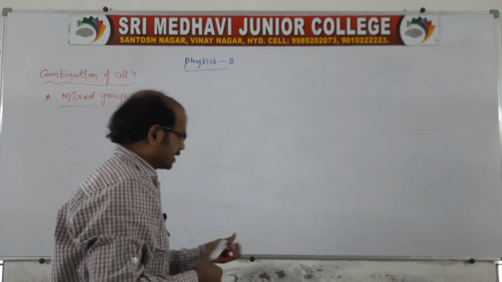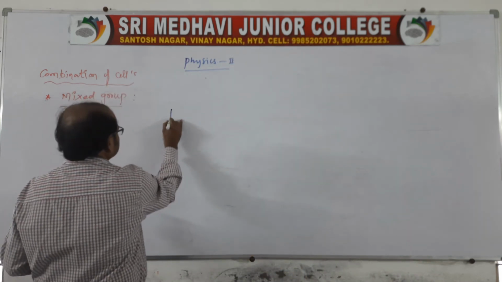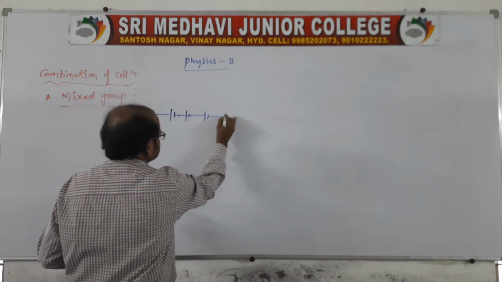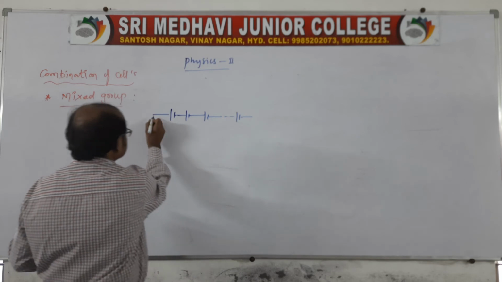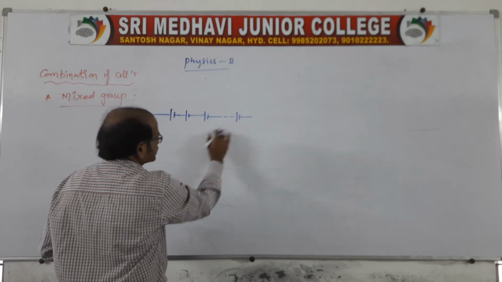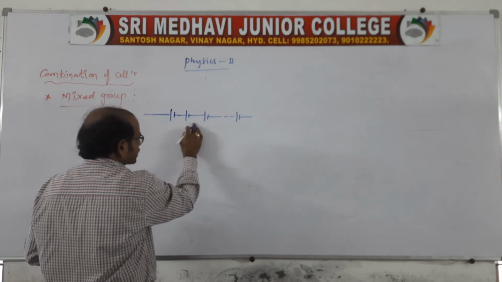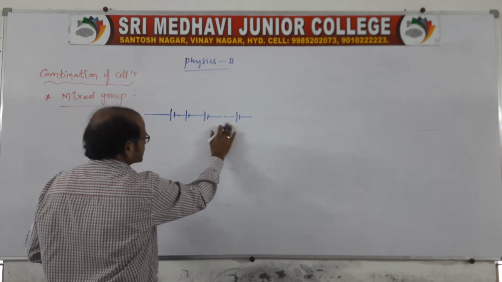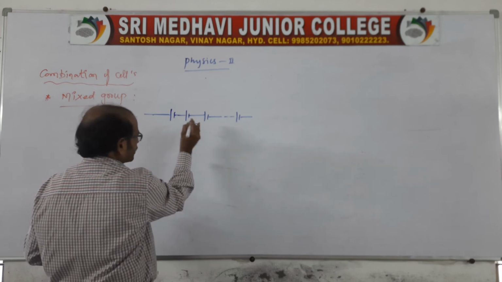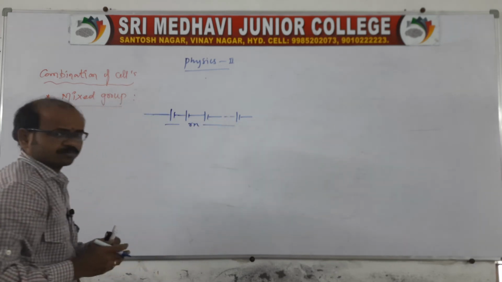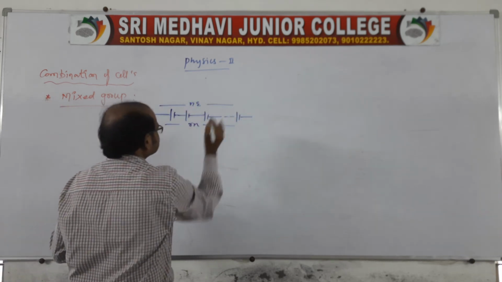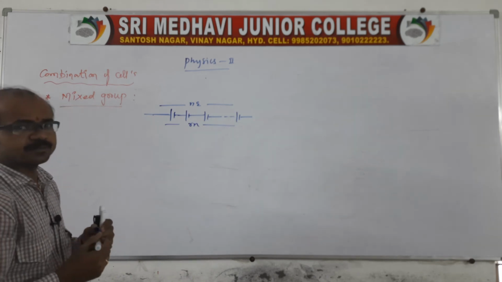Take one combination which is in series. This is the EMF of cells which are connected in series. For the internal resistance, because there are n cells, the effective internal resistance of the series combination will be nr. This is one group. As well, we know the EMF is also nE. It is one set.